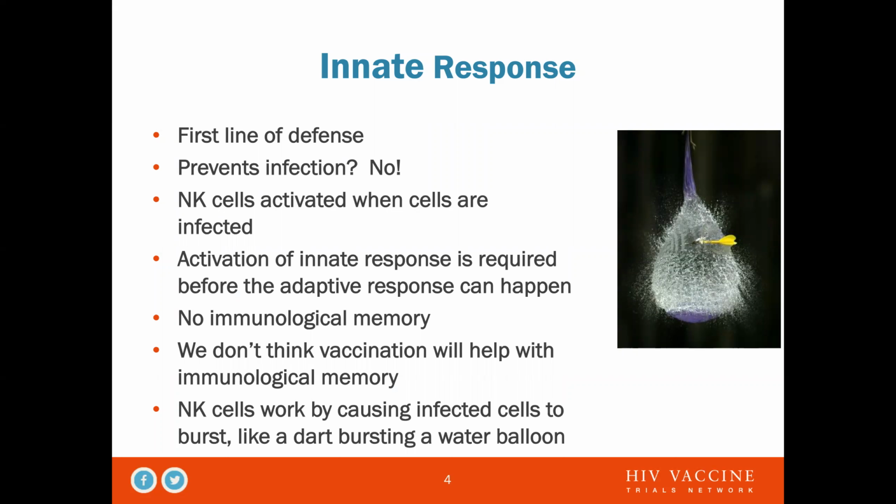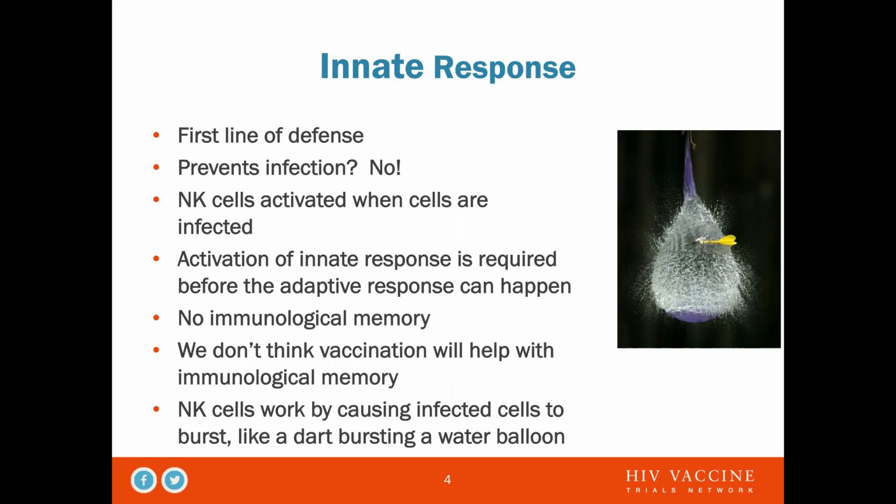The innate response is the first line of defense in the body, starting with your skin. NK cells are only one example of all of the components of the innate response. Can this type of response protect against infection? No. The innate response does not protect against infection because the natural killer cells are activated only after cells are infected by a virus. Unfortunately, this type of immune response does not have immunological memory.